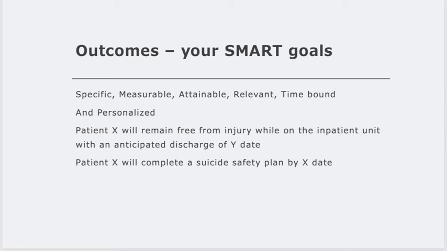So that's an example of a SMART goal because it is specific. We can see whether or not they completed it. It is measurable. Again, we can see if they've completed it. It is attainable because they will work on it in group. It is relevant to their care, and it is time-bound.